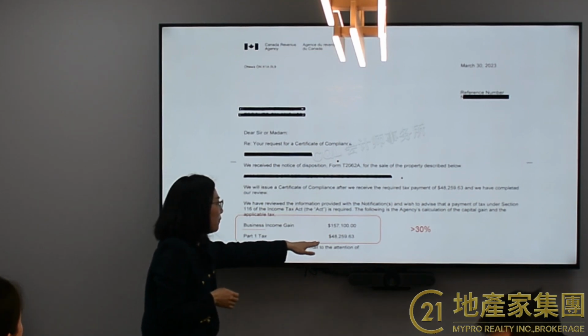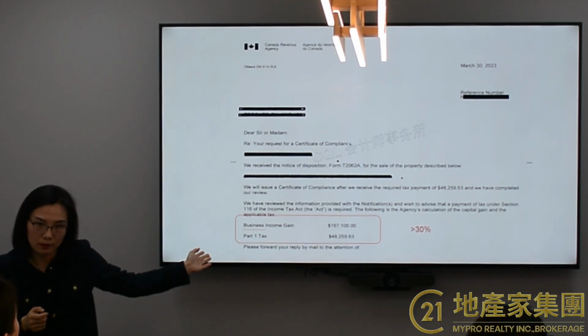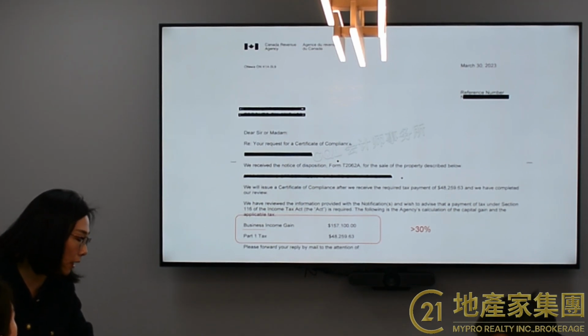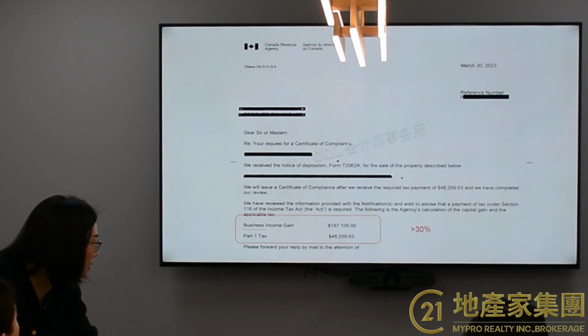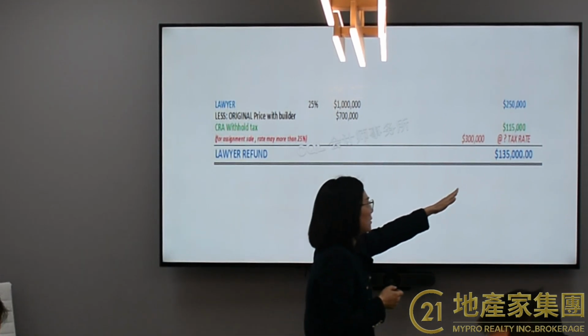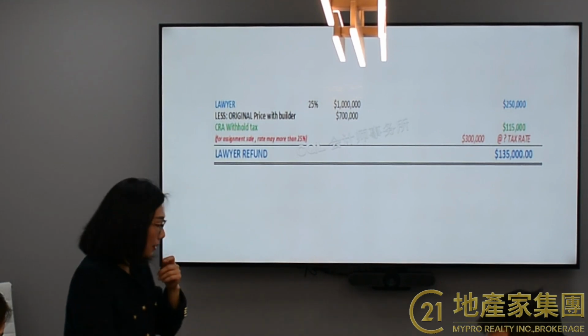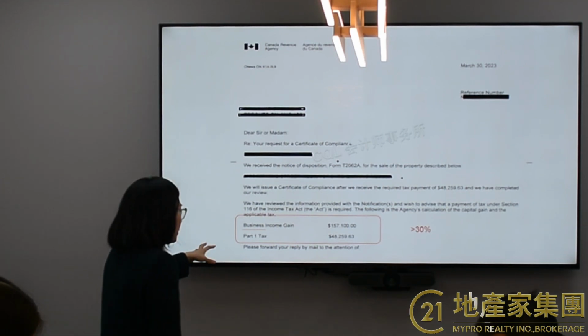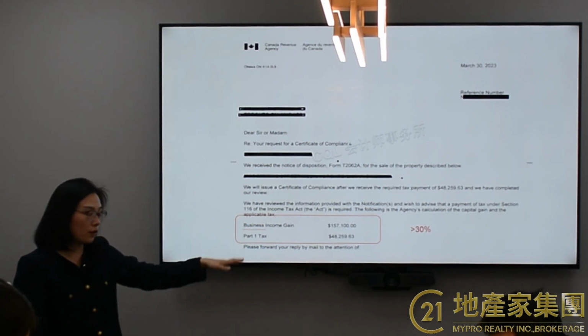So this amount of money needs to be paid by the lawyer. We send this document to the lawyer, and the lawyer pays this money to the revenue agency. After the lawyer pays this amount, we get a certificate, and then we turn this certificate back to the lawyer. The lawyer will refund the remaining money. So that's the lawyer refund for this case. The sample case number is different, as this CRA letter is just a sample letter. You guys know sometimes it's over 25%.